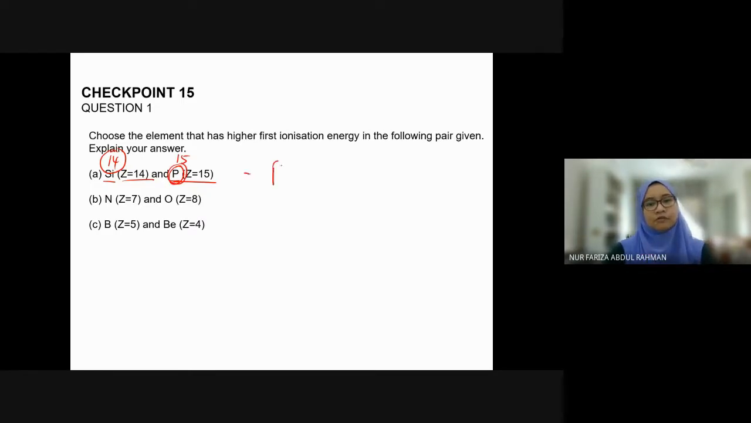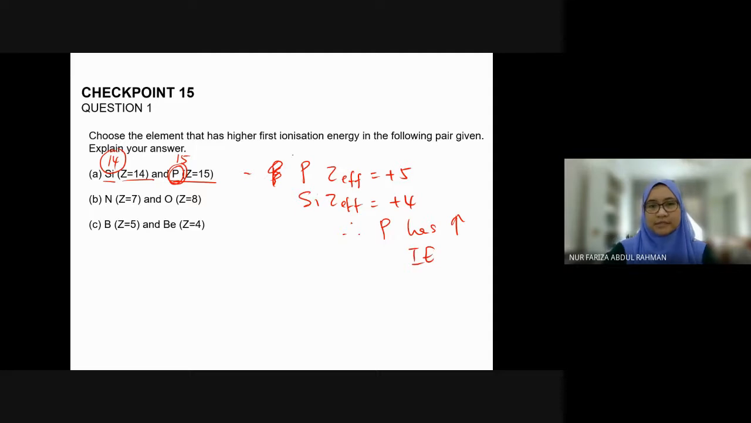The answer would be phosphorus, because phosphorus has higher Z effective, which is equal to positive 5, whereas silicon has Z effective equal to positive 4. That means phosphorus has higher ionization energy. It says first, right?